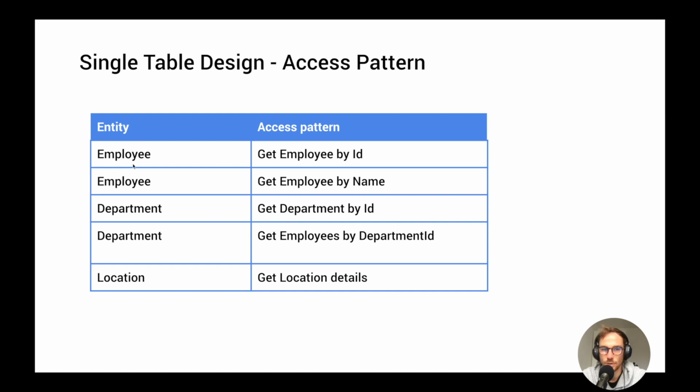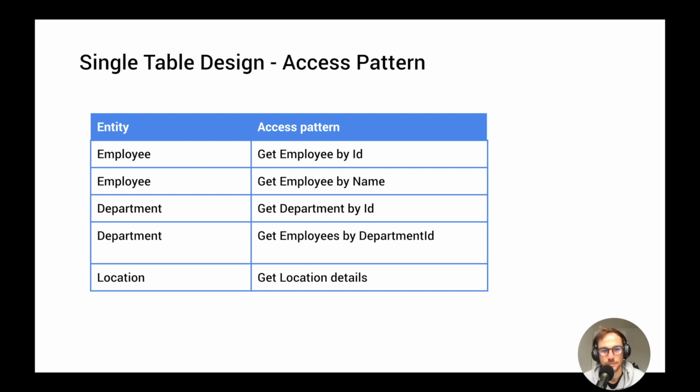So for the employee entity, for example, we want to get the employee by ID. I suppose that in my application I will have the employee ID, so I can have an API call where I request all the information about the specific employee based on the employee ID. Another access pattern could be get the employee by name. So I only have the name, and I want to get the employee ID and all the other attributes of the employee.